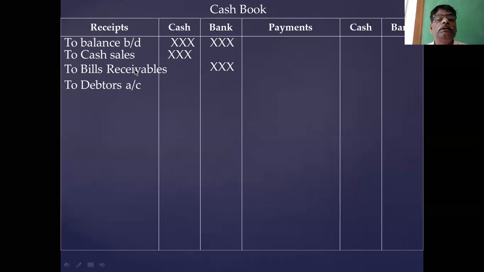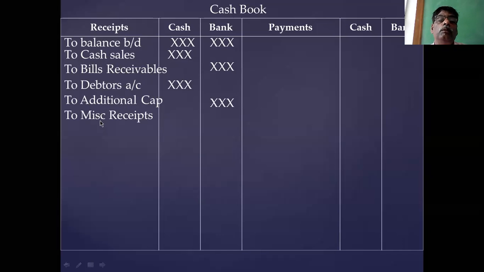Okay, then debtors. Debtors means cash received from debtors. First, cash received from cash sale. Second, cash received on bills receivable. Third, we receive cash from the debtors. Then cash received in the form of additional capital. Additional capital is also cash received. Then miscellaneous receipts. These are some receipts of cash. Remember this.